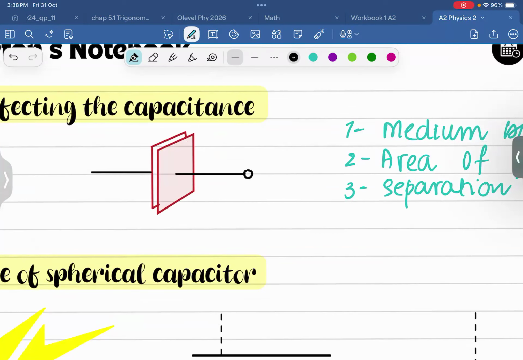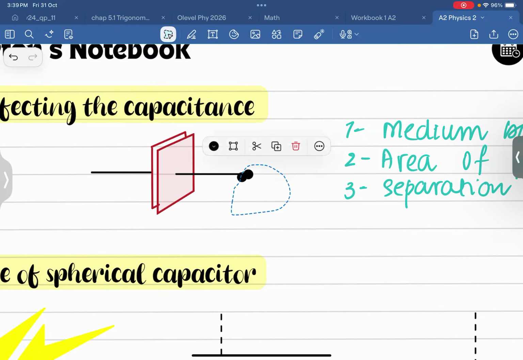Now, just keep in mind, don't write the voltage or the charge as a factor that affects this, right?